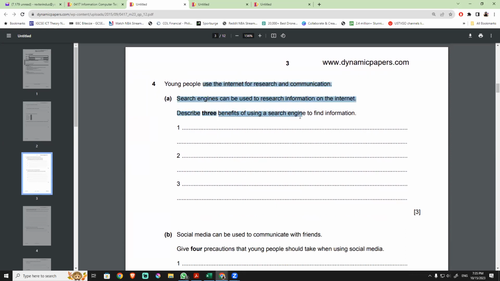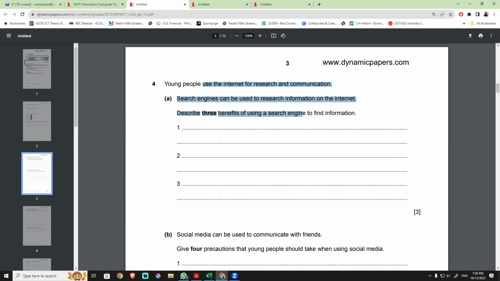Yesterday we answered related questions to this. So read the question for me. Young people use the internet for research and communication. Search engines can be used to research information. Describe the benefits of using a search engine to find information. So what's the benefit of using Google Chrome to find information? It's easier to search to find the information. So I think the best way you said it's faster to find information. Yes, it's fast to find information.